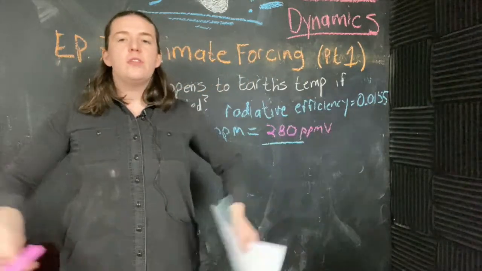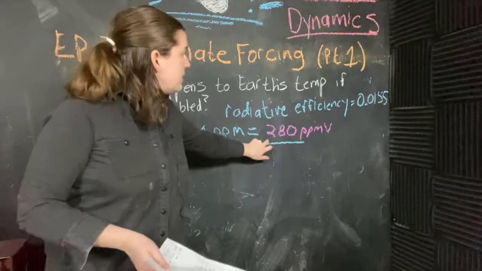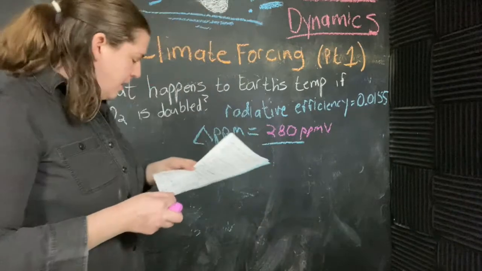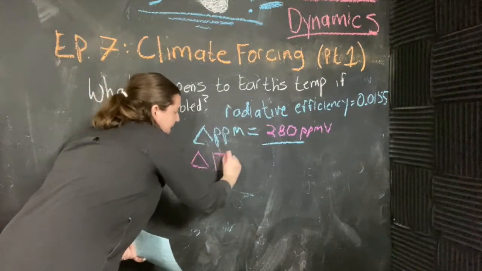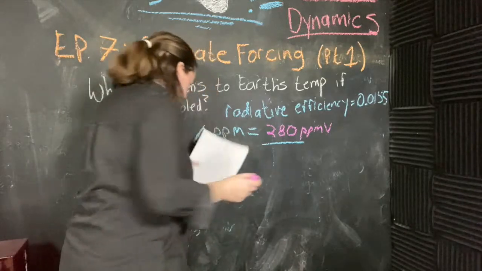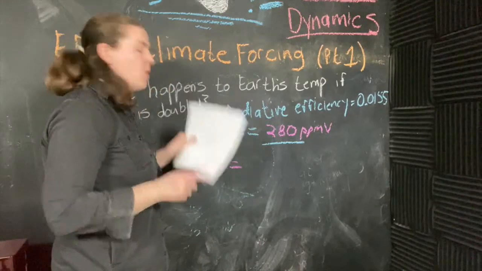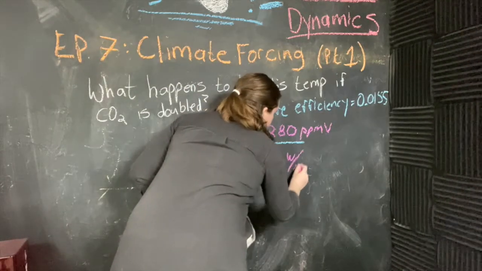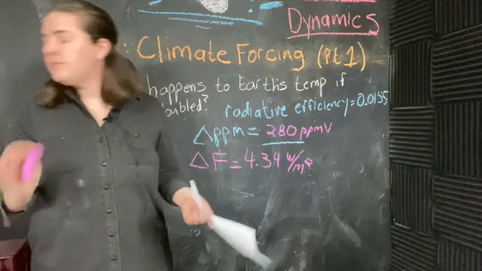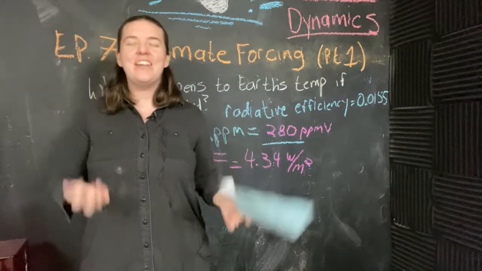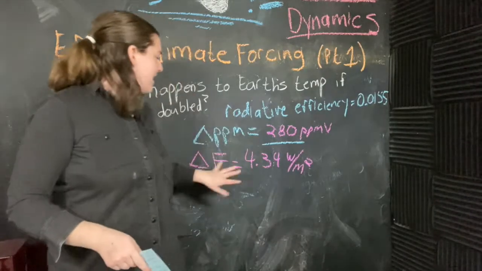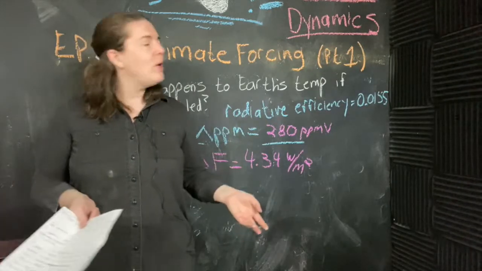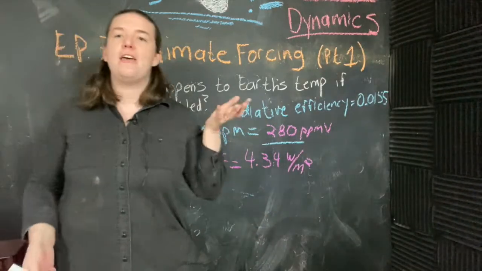Excellent, wonderful. So then all we've got to do is multiply this number by that number and we'll get our change in climate forcing. So to do that, we get a delta F, change in climate forcing, of 4.34 watts per meter squared. Awesome. So now we have that change in the energy, and next video, we'll take this change in climate forcing and turn it into a change in temperature, answering the question, what happens to Earth's temperature if the carbon dioxide levels are doubled?